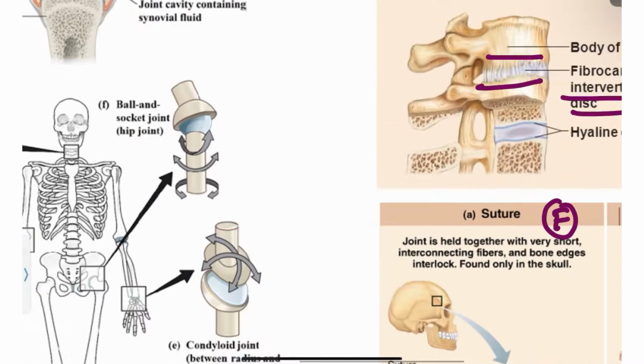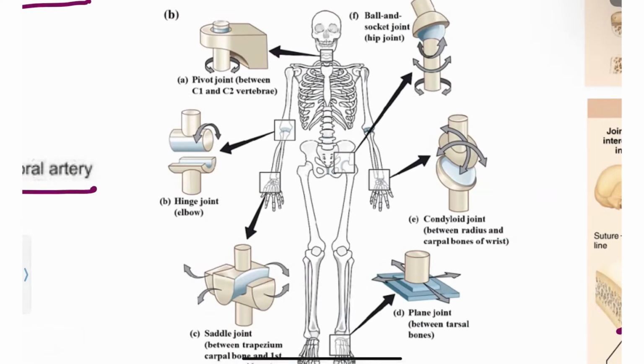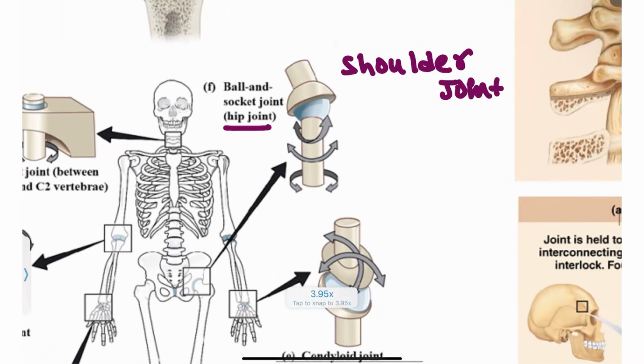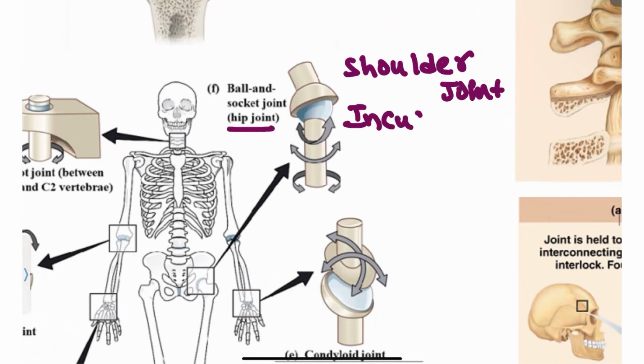And next, coming to the synovial joints. In the synovial joints, the first is the ball and socket joint, the hip joint, and it also includes the shoulder joint, right? The shoulder joint is also present here. And another one is the incus and stapes.